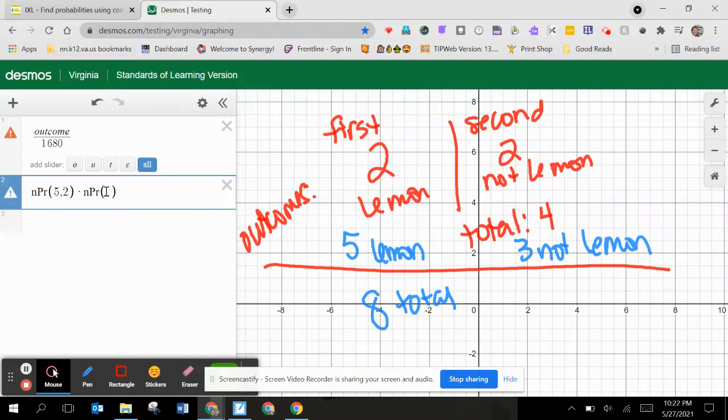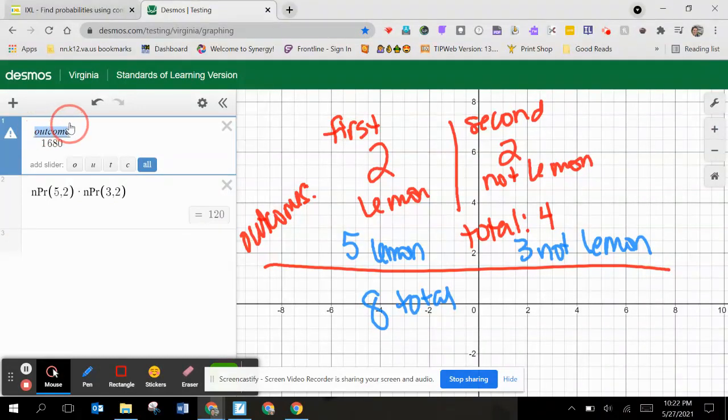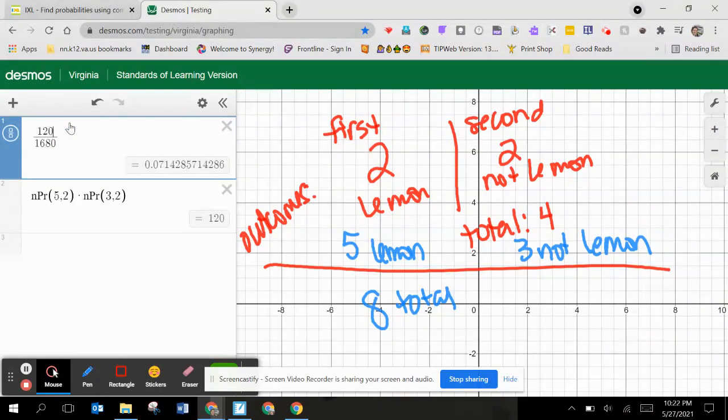And for that second condition to be met, the last 2 to not be lemon, we're picking from 3 drinks that are not lemon flavored, and we need to pick 2 of them. So there are 120 different ways that you're going to get 2 that are lemon and 2 that are not in that order. So the probability of us handing out those 4 drinks and the first 2 being lemon is 0.0714.